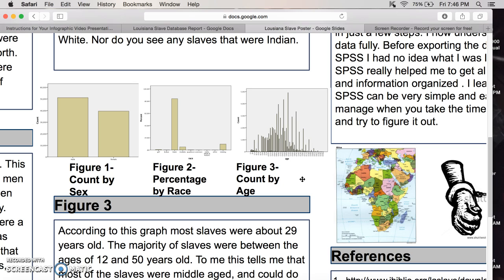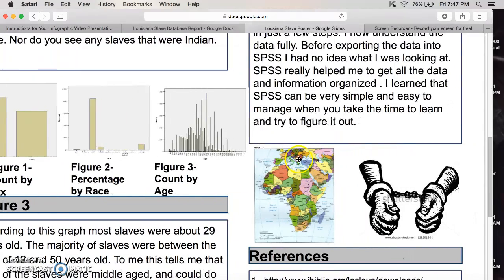And what I got from that was that they couldn't take slaves too young because they wouldn't be able to withstand the harsh conditions of slavery. And then you couldn't really take slaves that were too old because they would just not be physically able to do the things that was needed as a slave. So majority of the slaves were middle age, and were physically able to do the things that were required of a slave. And then here you will see the continent of Africa, and where majority of the slaves were taken from.